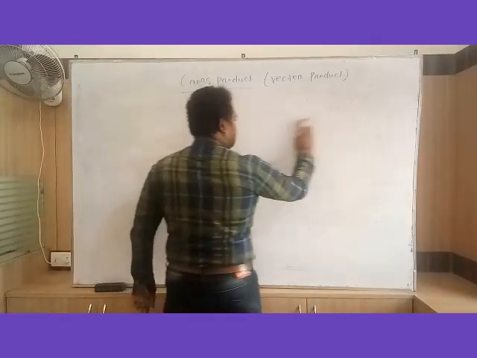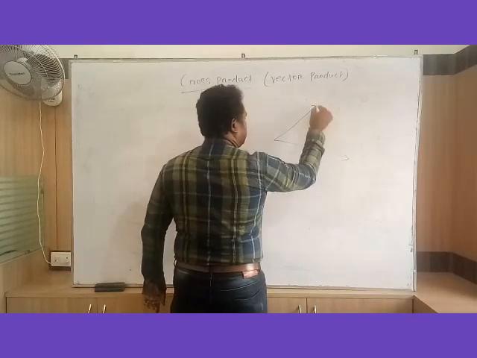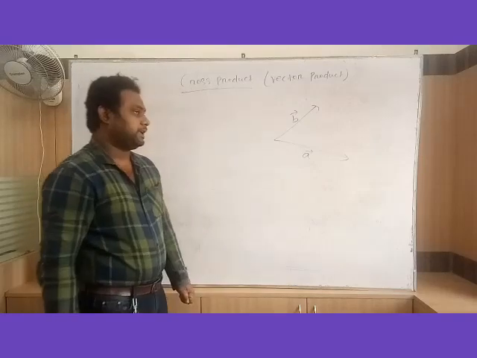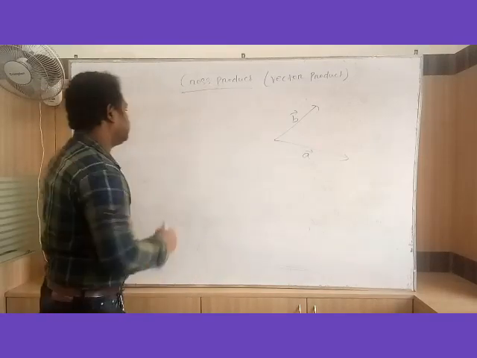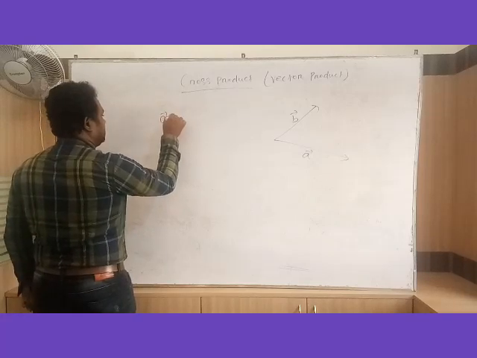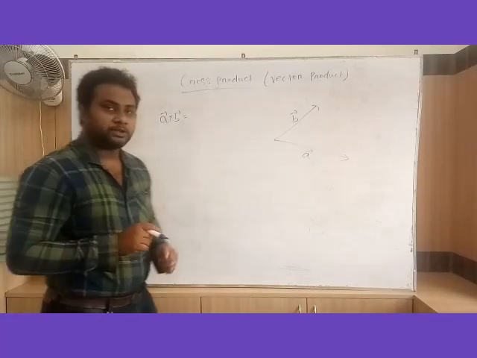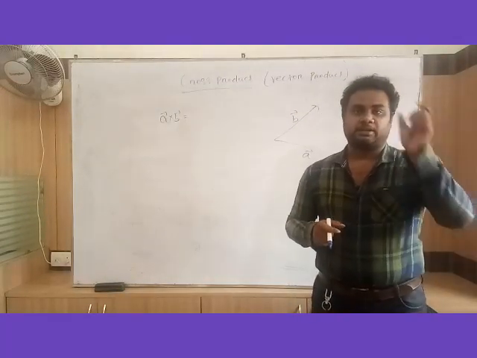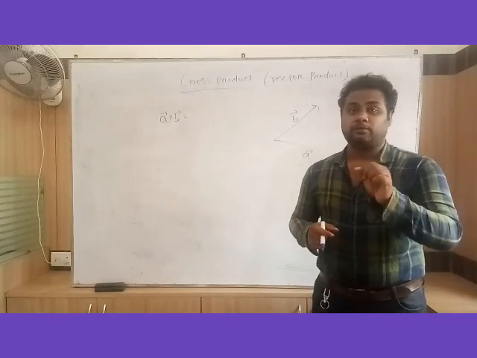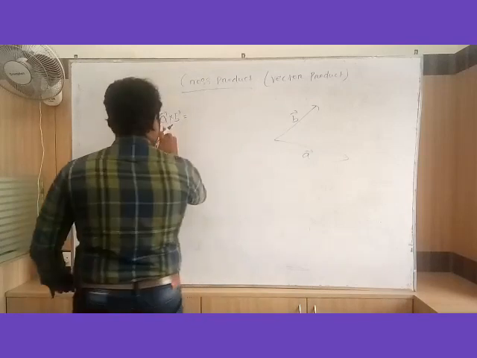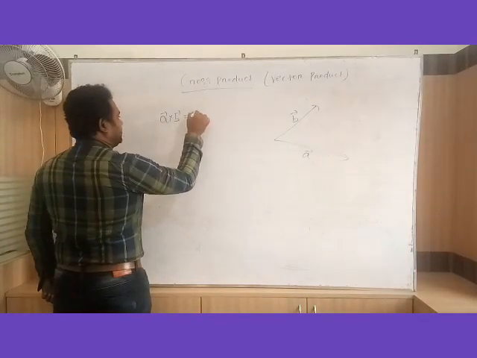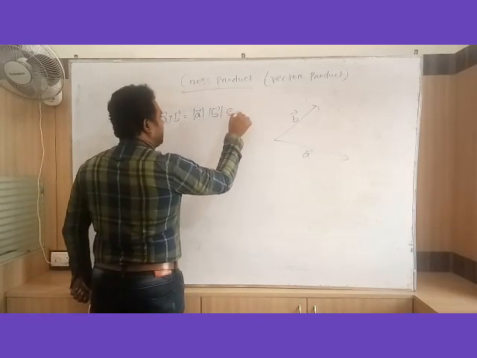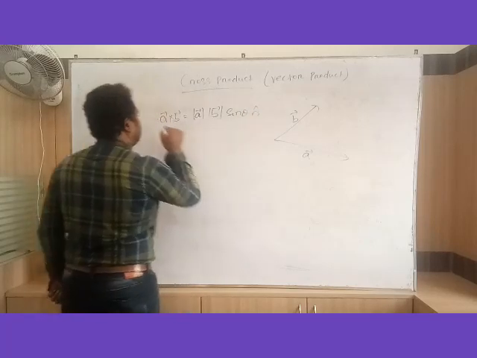So let us take two vectors. Suppose this is A vector, this is B vector. Now what is A cross B? In dot product we know the value of A dot B is magnitude of A into magnitude of B into cos theta. Here A cross B equals magnitude of A into magnitude of B into sin theta into n cap.